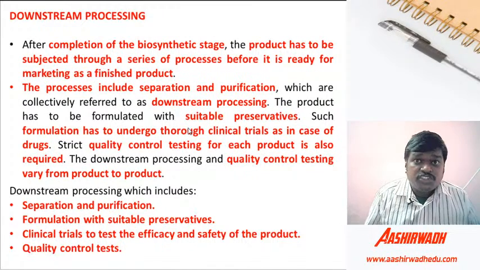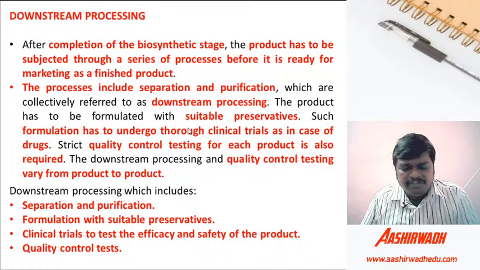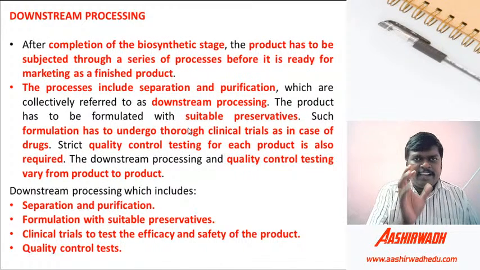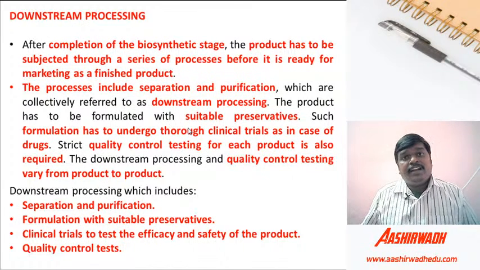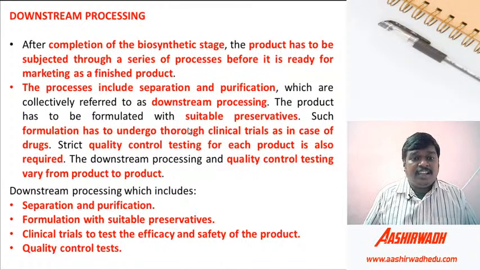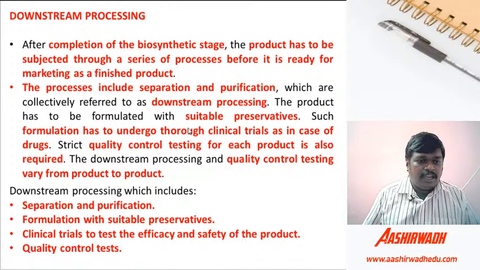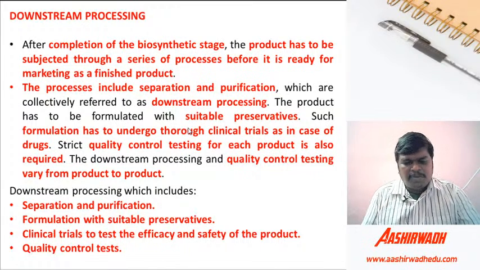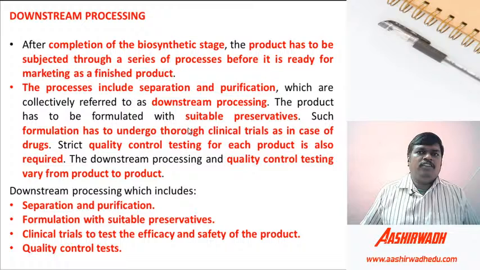So altogether, the downstream process includes separation and purification, formulation with suitable preservatives so that the product can be preserved for a longer time, at least a year, clinical trials to test the efficiency as well as the safety of the product if it is meant for human beings, and quality control tests. These are some of the downstream processes. So with this, we come to the end of this topic.